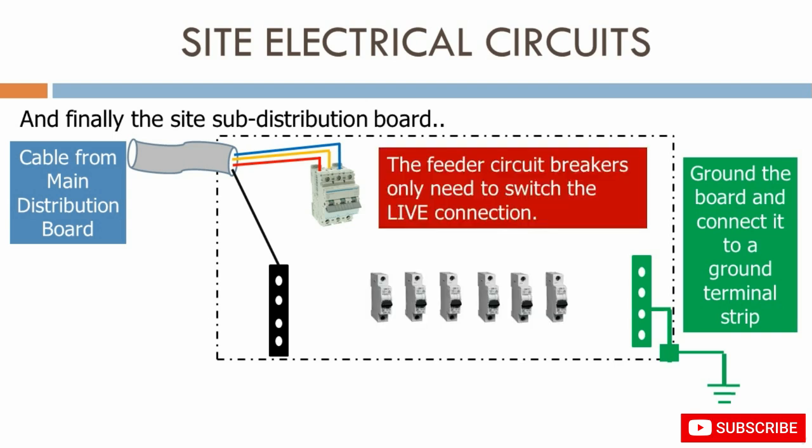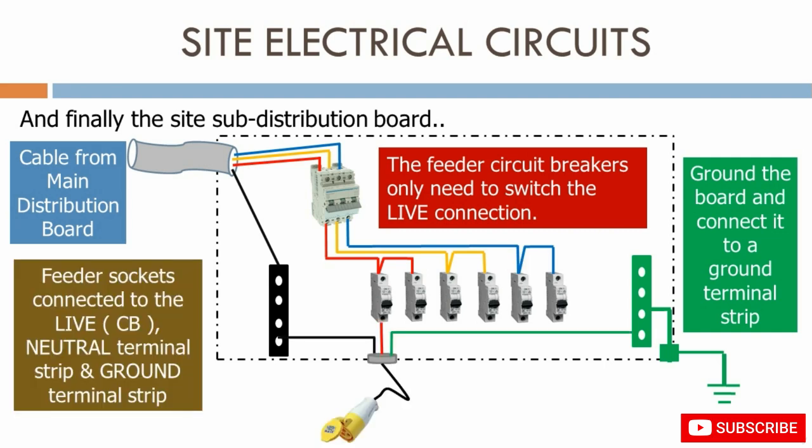The feeder circuit breaker is a single phase, as they only need to switch the live connection. Our aim is to balance the loads on the three-phase system, so we connect two breakers to the red phase, two breakers to the yellow phase, and two breakers to the blue phase. The feeder sockets are connected to the live via the circuit breaker, the neutral terminal strip, and the ground terminal strip.